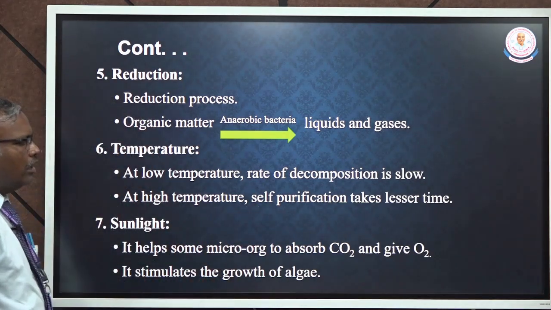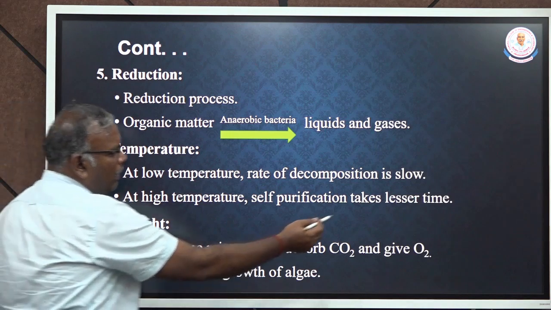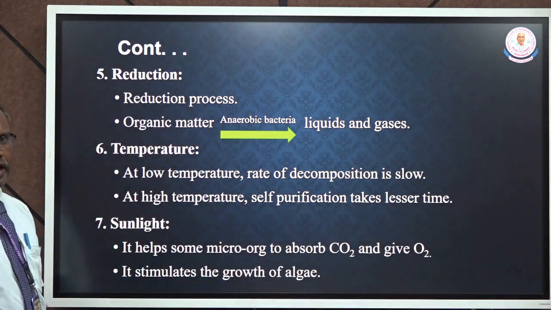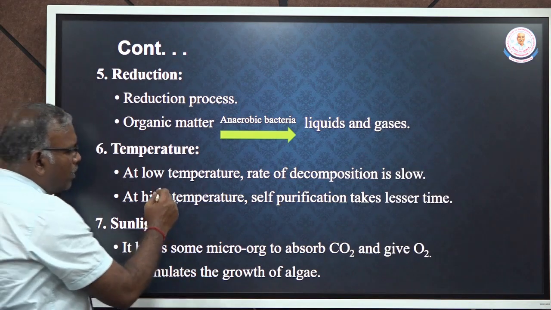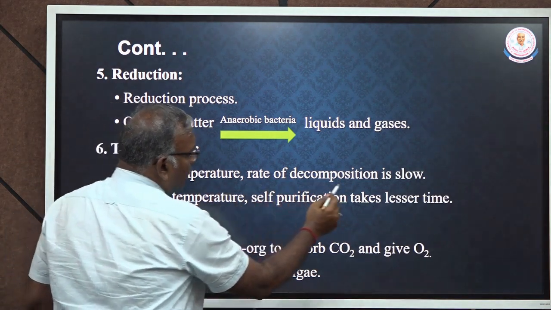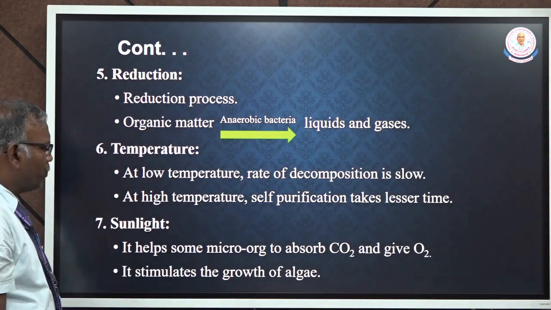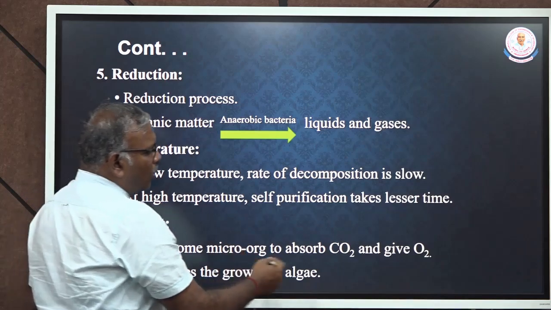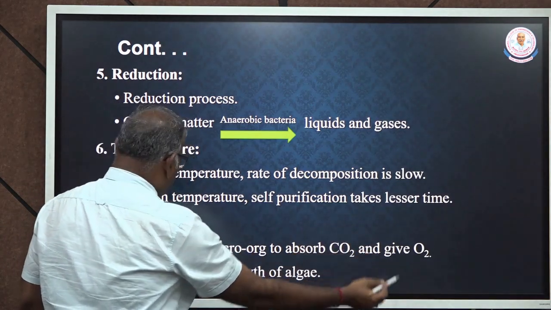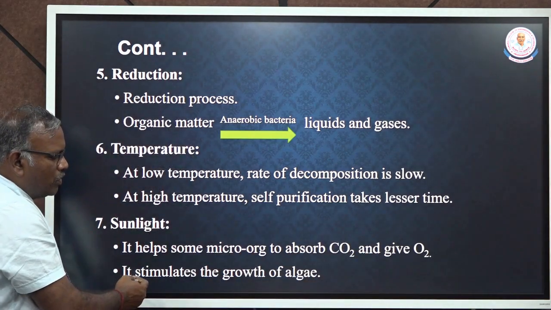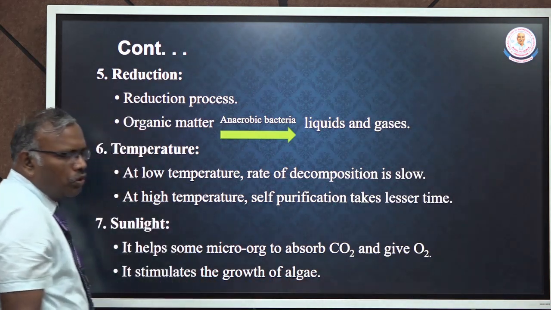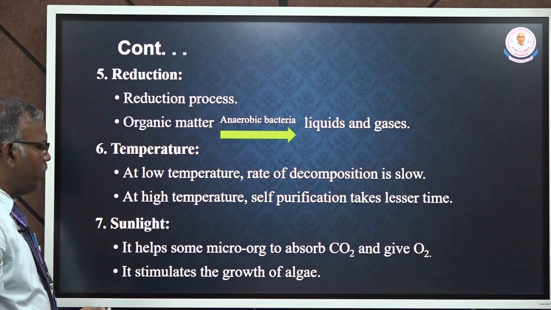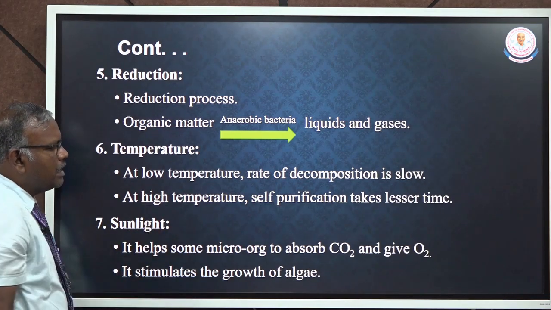If the temperature is high, the self purification will be faster, within a shorter time it will be able to degrade the organic substance, and if the temperature is low, the rate of decomposition will be slow. Next, the sunlight, which supports microorganisms to absorb carbon dioxide and release oxygen, and it also stimulates the growth of algae. Through algae bacteria symbiosis, the purification will be taking place in the presence of the sunlight.